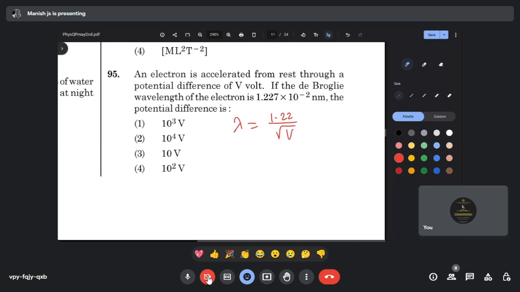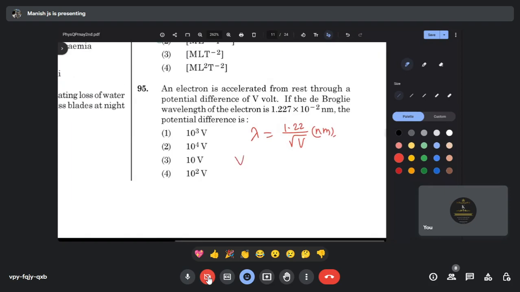In terms of nanometers, you would express it like this. Then you go and substitute the value. You want to find out what is V, so go for a rearrangement. You need to take the square on both sides, because you want to remove the root. So V is 1.22 whole square upon lambda square. Substitute the value of lambda and then go for a simplification.